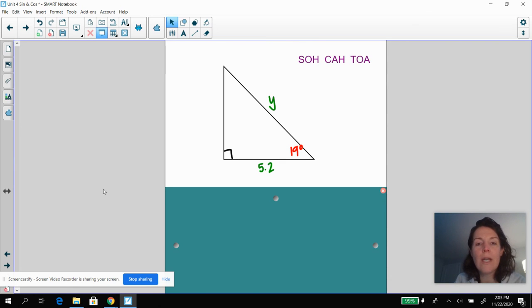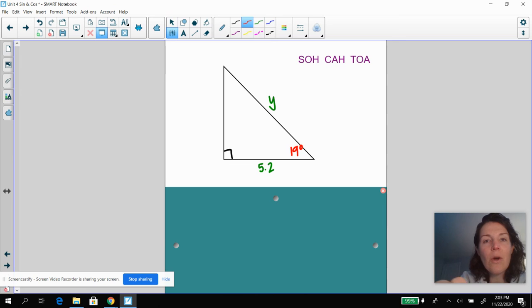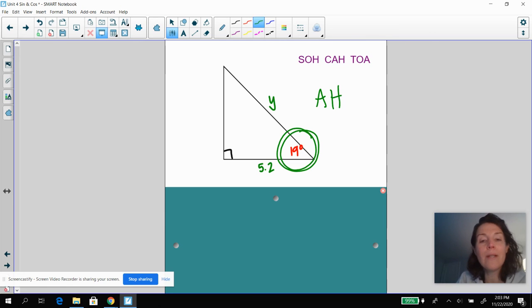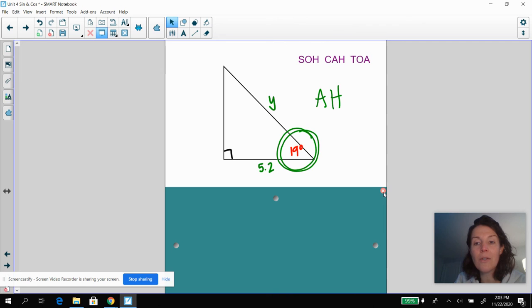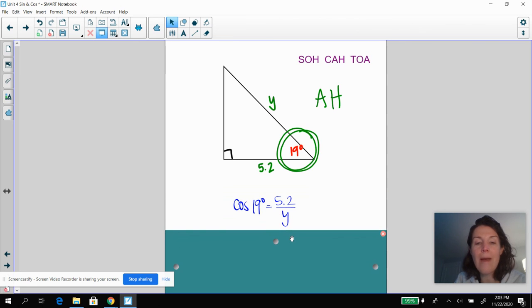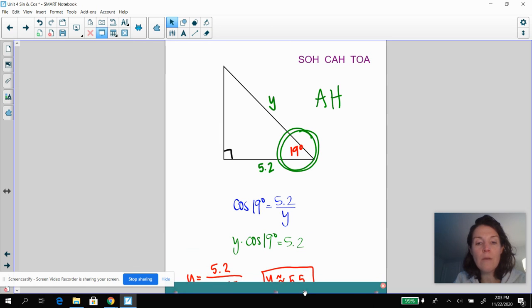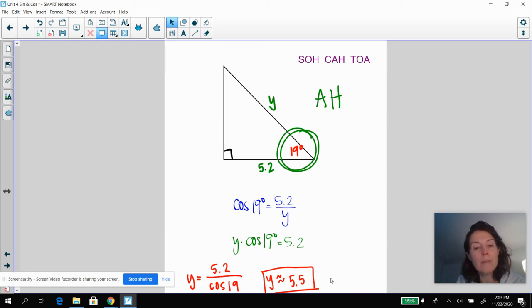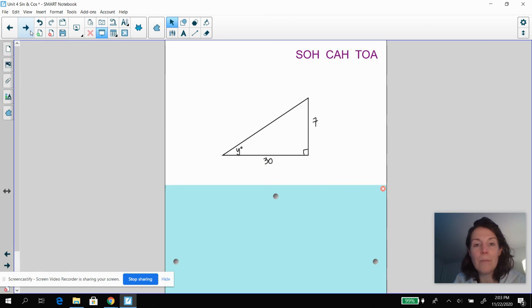Pause the video, crush it. Okay, we're back. So we are looking at this angle measurement. So I've got the side adjacent and the hypotenuse. So I know it is the cosine of 19 degrees. So the cosine of 19 degrees, hopefully you set this up as 5.2 over y. And then you solved, and you wound up getting that y is approximately 5.5. Okay, last problem. Here we go.